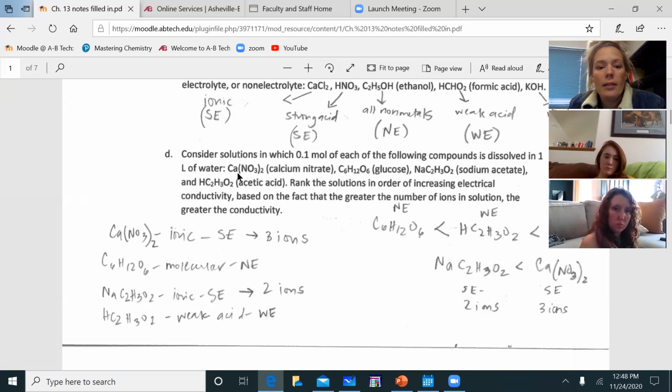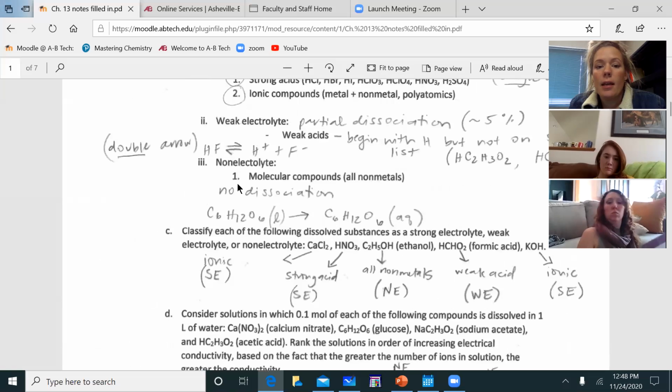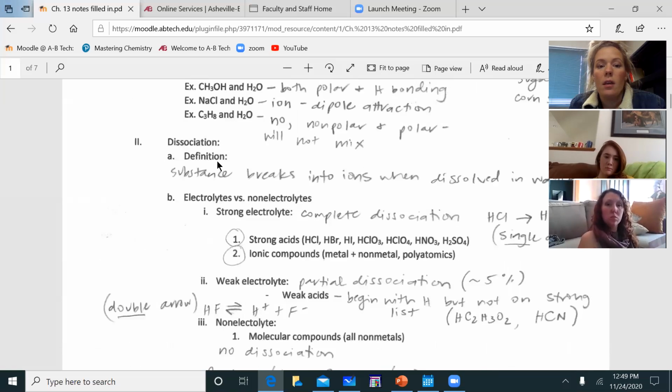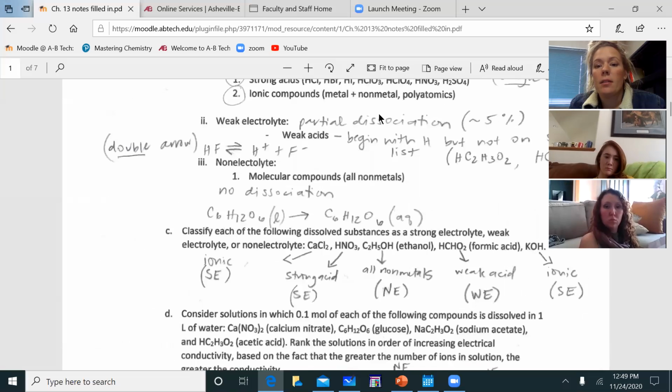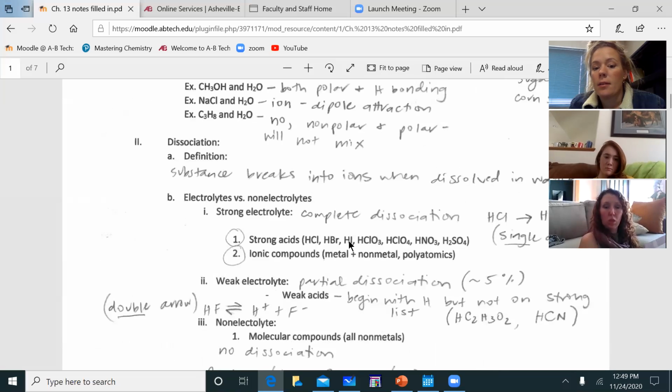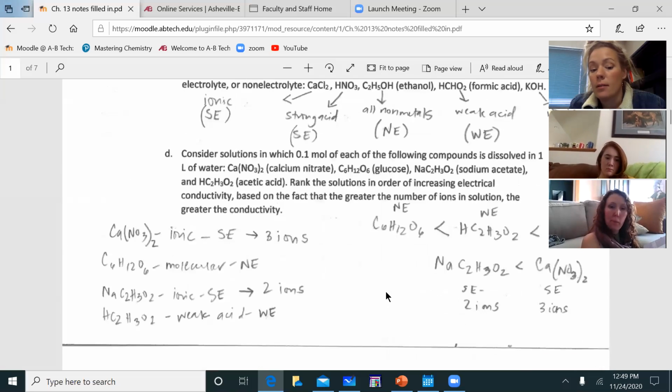From there, I can see over here that I have acetic acid, and if we go back up here, it's not one of my strong acids. So if it's not a strong acid, it has to be a weak acid. If it's a weak acid, we know it's also going to produce a weak amount of electrolytes. So we've got weak electrolytes here. So this guy is going to be slightly stronger than this one, or give us a little bit more current. This is no electrical current. This is a little electrical current.